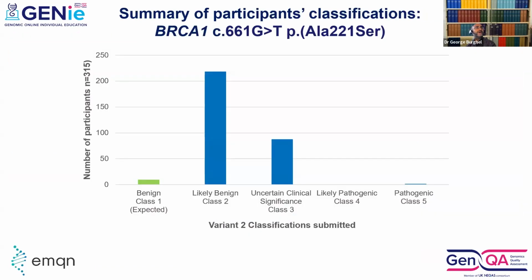So this is the summary of the classifications from the participants. You can see that the majority have classified as likely benign, few have classified as benign, and some have classified as uncertain significance, with one submission as pathogenic. And we think we have a good reason for why likely benign was the most common class.